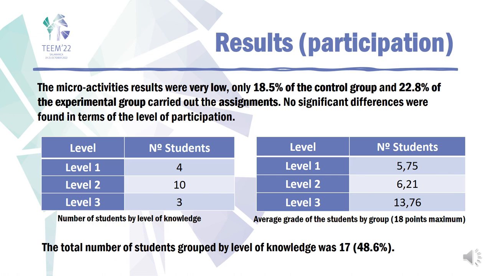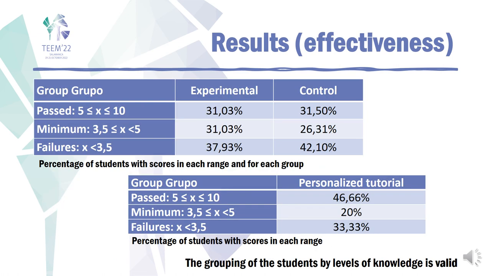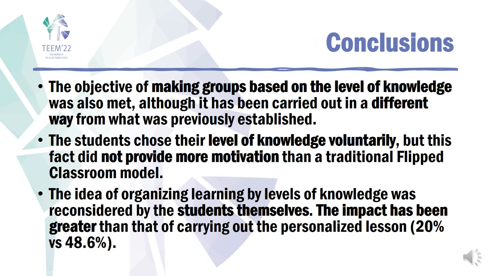In order to know if the students had been correctly grouped in the groups, the average grade of each student obtained in the first laboratory exam was observed. See table on the right. The first table shows the contrast of the scores between the experimental group and the control one. The grades of the students who participated in the personalized actions grouped by levels are analyzed at the bottom. The objective of making groups according to the level of knowledge has been met.